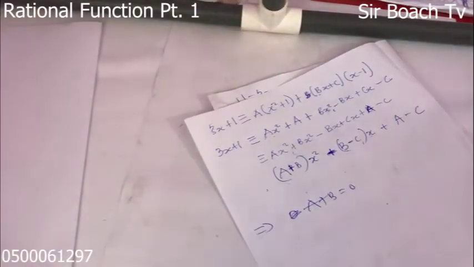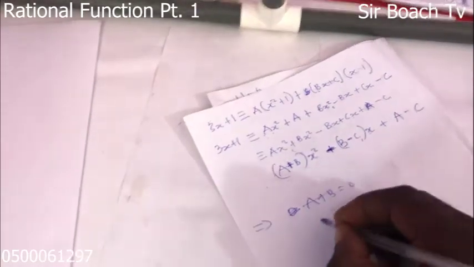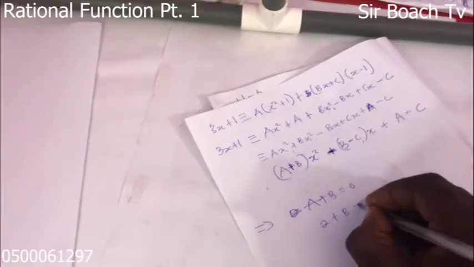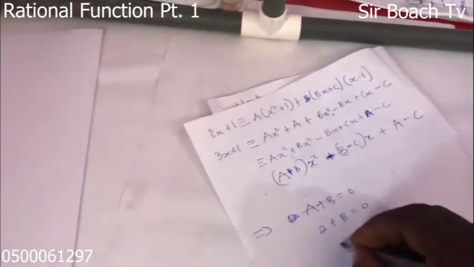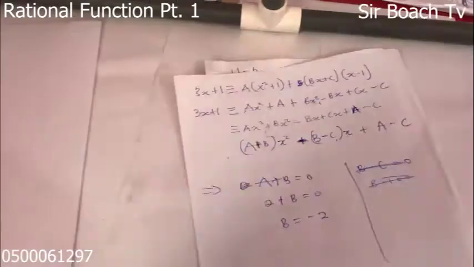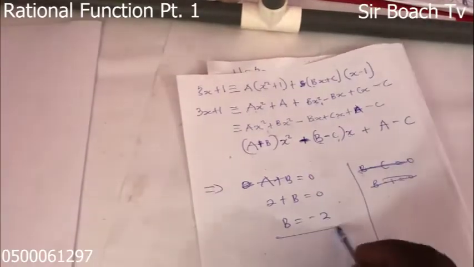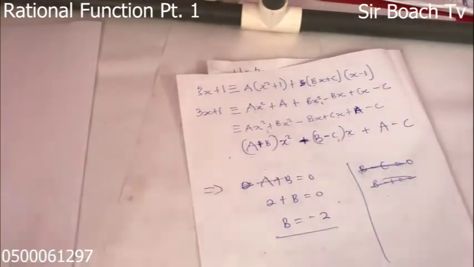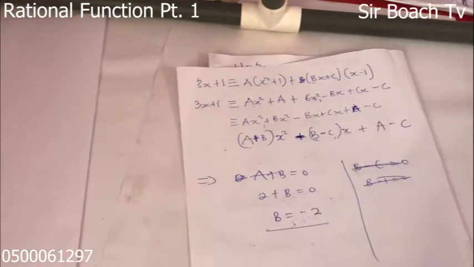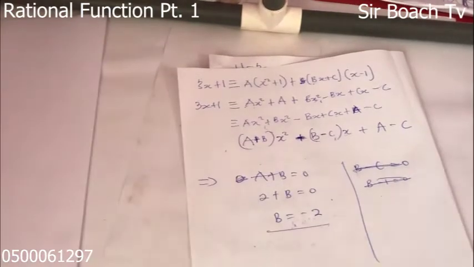Now we know that a is 2, so we are going to get 2 plus b is equal to 0. Then we are going to get b is equal to minus 2. So now we have our b to be minus 2. Now we have our a, our b, our c. So now let's try and write the final answer.